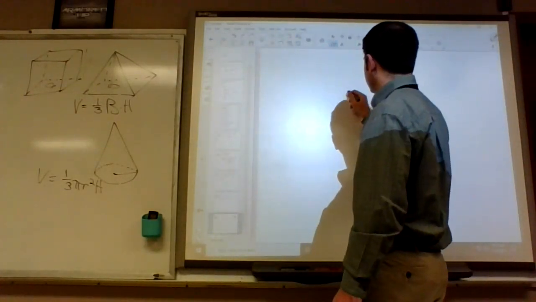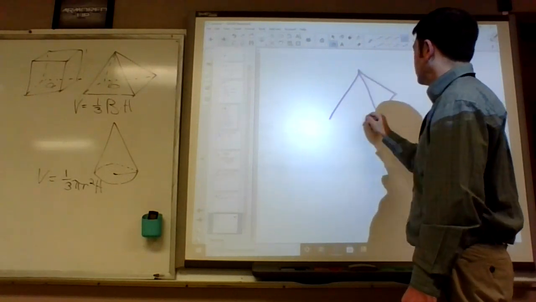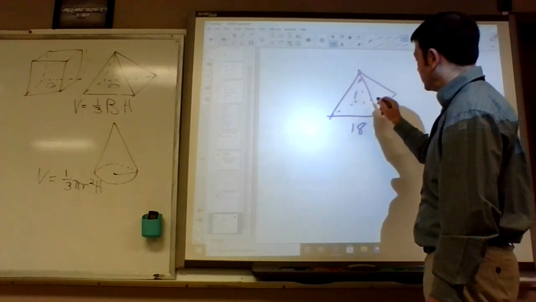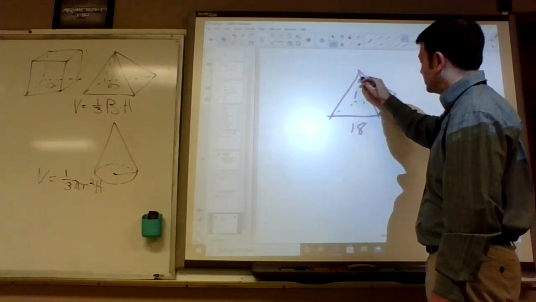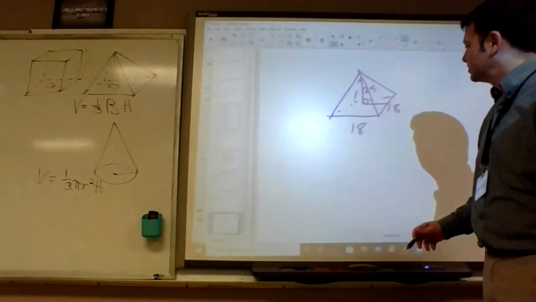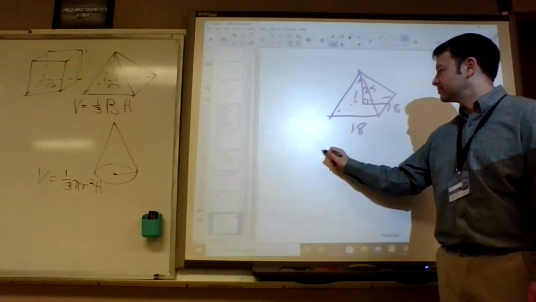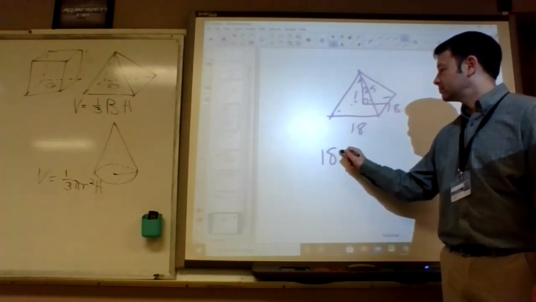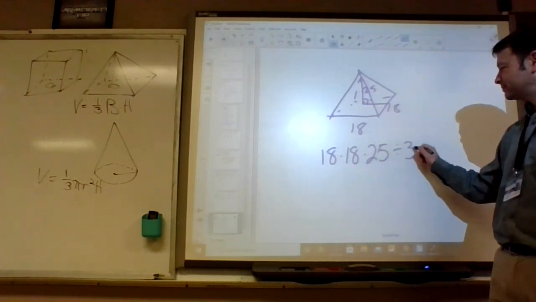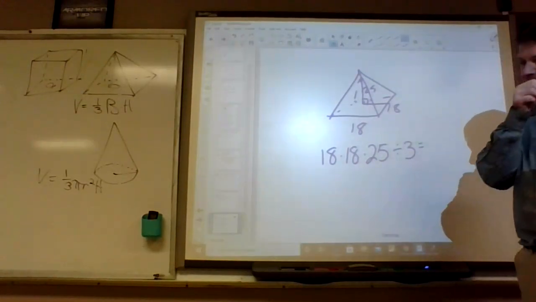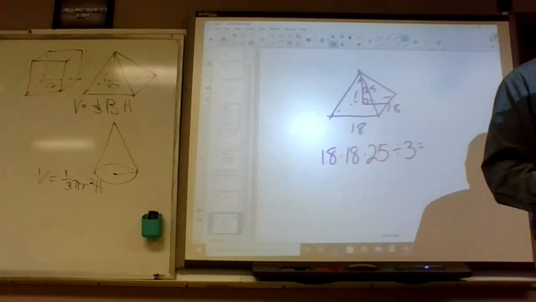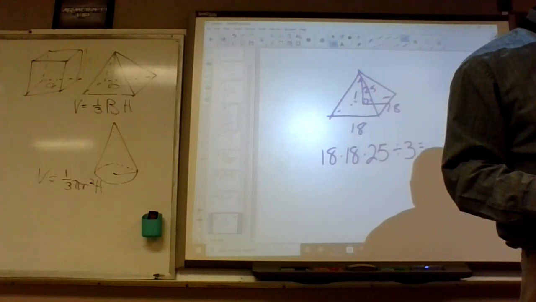So, 18 by 18 by 25 is the height. So, what do we do? 18 times 18 times 25 divided by 3. Yeah, that one's kind of straightforward, isn't it? 18 times 18 for the base, times 25 for the height, divided by 3 because it's a pyramid. That is in centimeters.